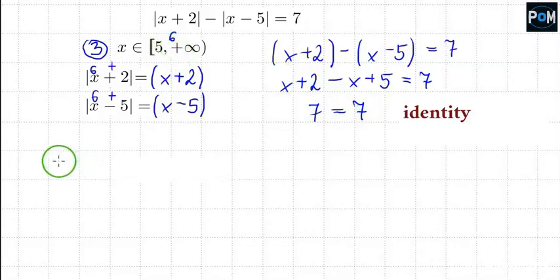Therefore, the solution here won't be just a single number, nor will it be two numbers. Instead, the solution will be an entire interval. X will belong to the interval from 5 closed to positive infinity.